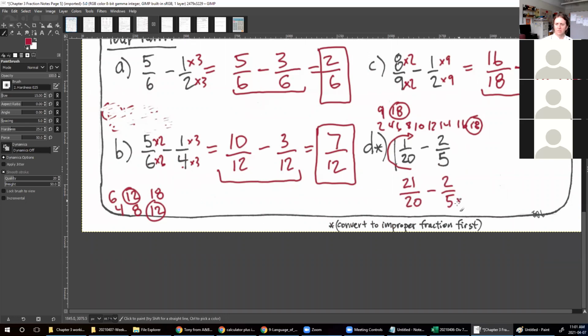So let's multiply both the top and the bottom by 4. This would give us 20 on the bottom. Who cares what goes on top right now? And this one's already 20ths, so that's perfect. So 21 twentieths minus 2 times 4, which is 8, and 5 times 4 is 20. 21 minus 8, I want to say it's 13. I hope that's right. 13 twentieths.